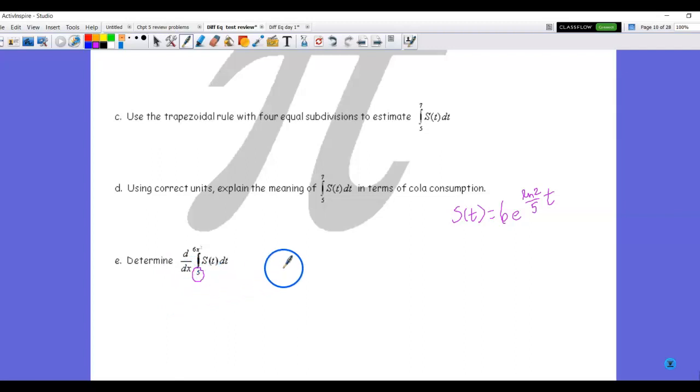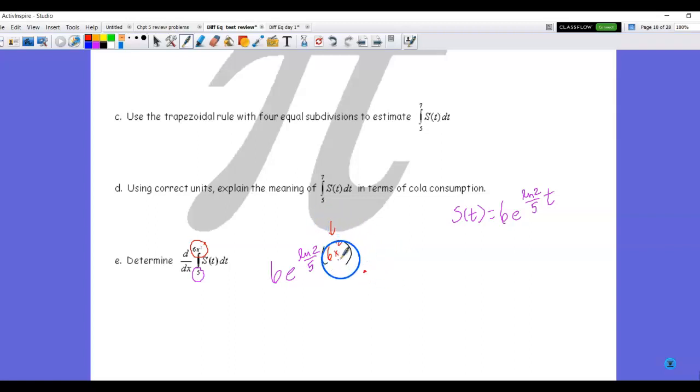So derivative of a definite integral. Step number 1, take out the t. So where the t is, parentheses, step 1. Step 2, put in the new function, which in this case is 6x squared. Step 3, multiply by the derivative, not as a power, but down here, of the new function.